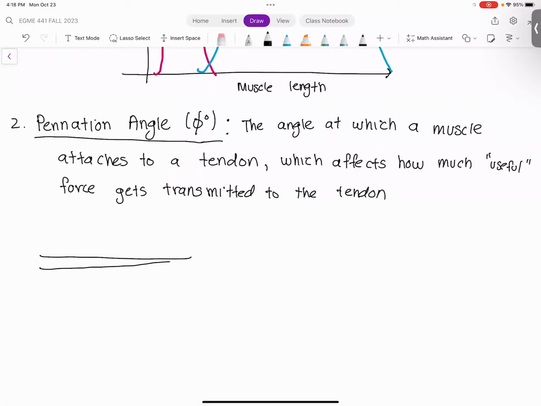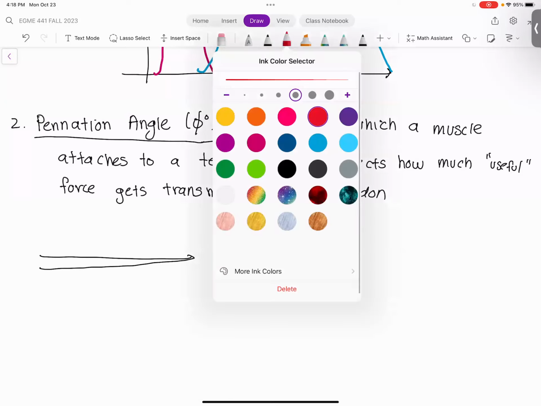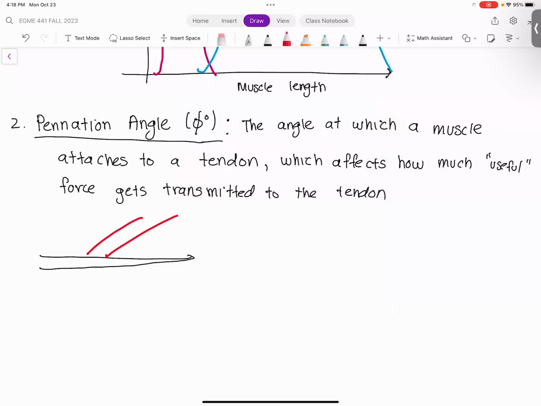So let's say that you have a tendon that attaches like this. And this is attached to a bone. And maybe you have a muscle that goes at an angle like this. And so the fibers of the muscle are running parallel to the lines that I've drawn here. This angle here, this angle is not theta. This angle is phi naught.